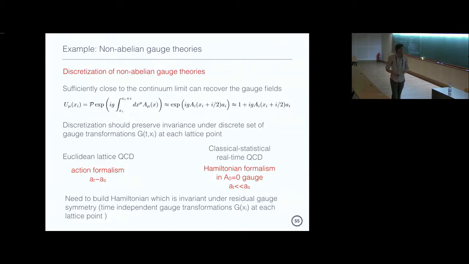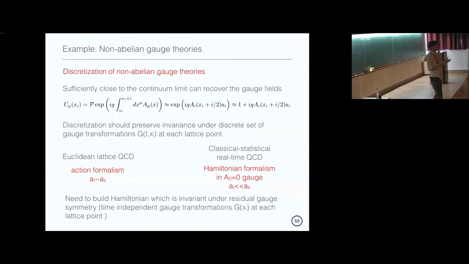In this classical statistical real-time QCD, it's often the case that we usually want to have temporal spacings being much smaller than spatial lattice spacings, right? So meaning we take a small time step when we solve our equations of motion. And so for that reason, it is often convenient to work in the Hamiltonian formalism.